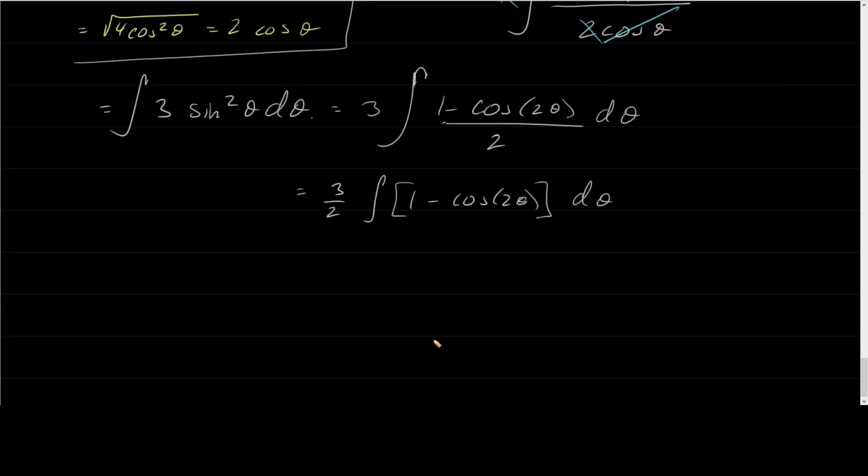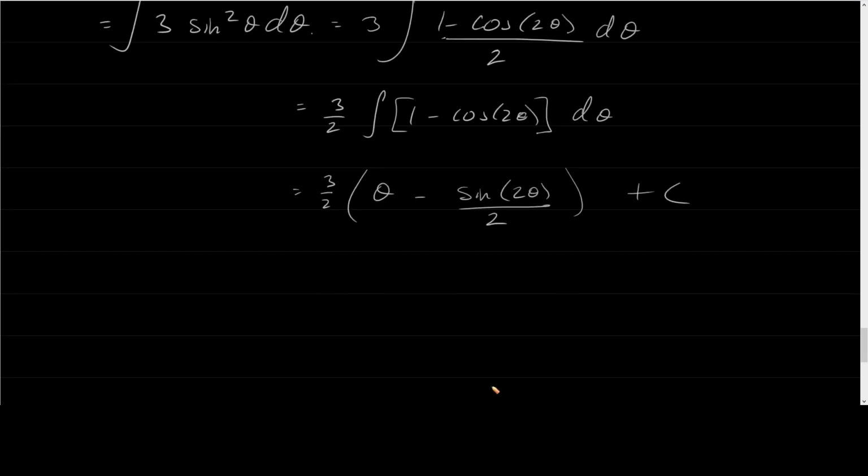And at that point, the integral of 1, in terms of theta, is just theta. The integral of cosine of 2 theta would be sine of 2 theta over 2. And then we have all of that plus c. If I distribute the 3 halves, I end up with 3 halves theta minus 3/4 sine of 2 theta plus c.